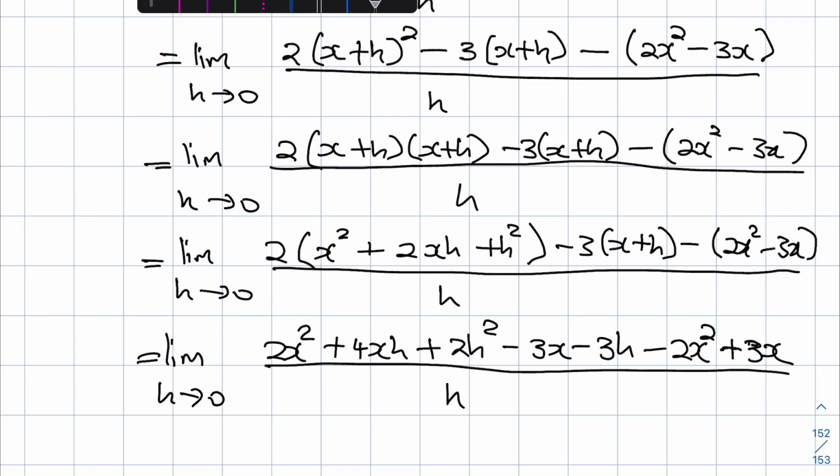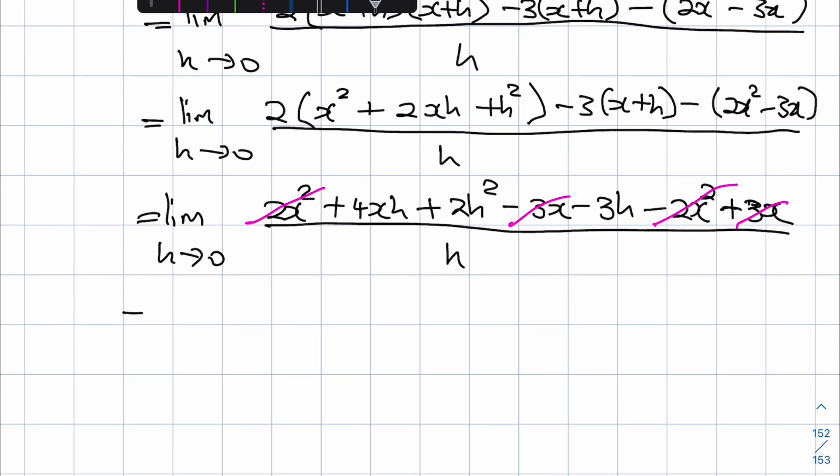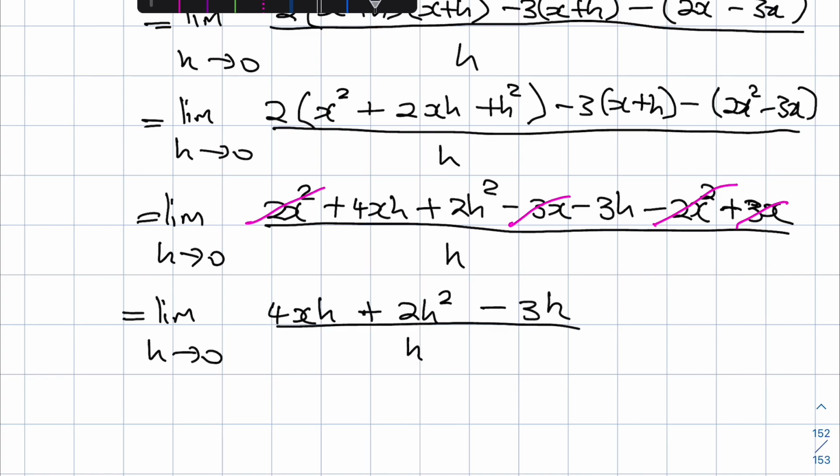Now, at this point, we're going to cancel the terms that cancel. Normally, the terms that don't have an h will cancel. So 2x squared will cancel with 2x squared, and then 3x and 3x. Then what are we left with? You still have a limit as h approaches 0, 4xh plus 2h squared minus 3h all over h.